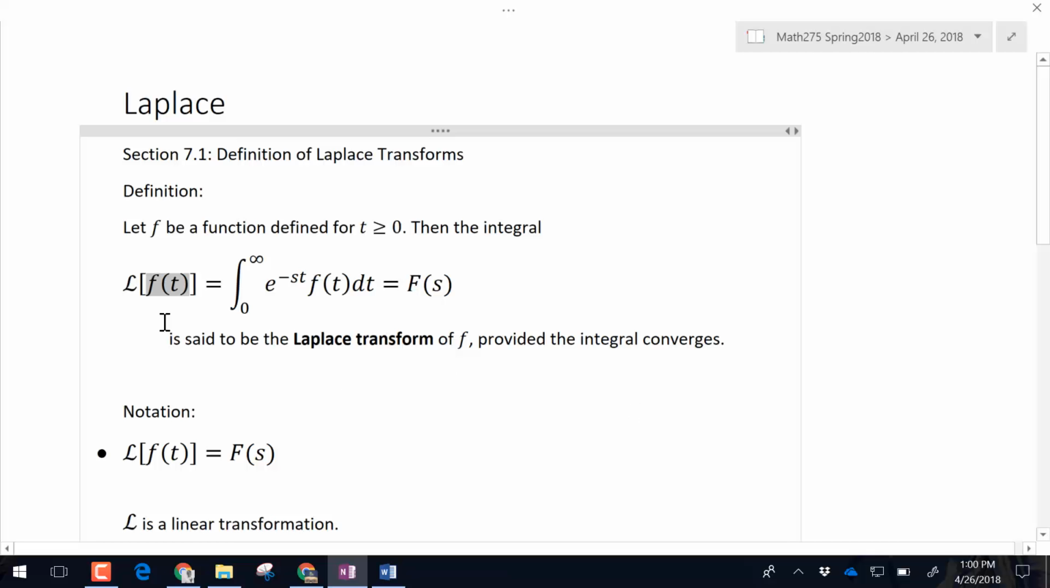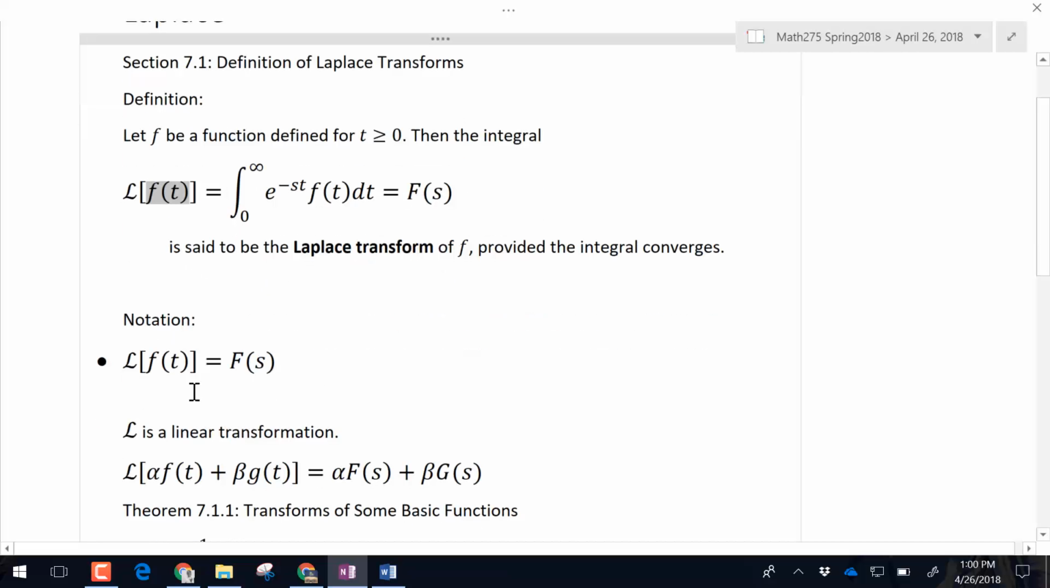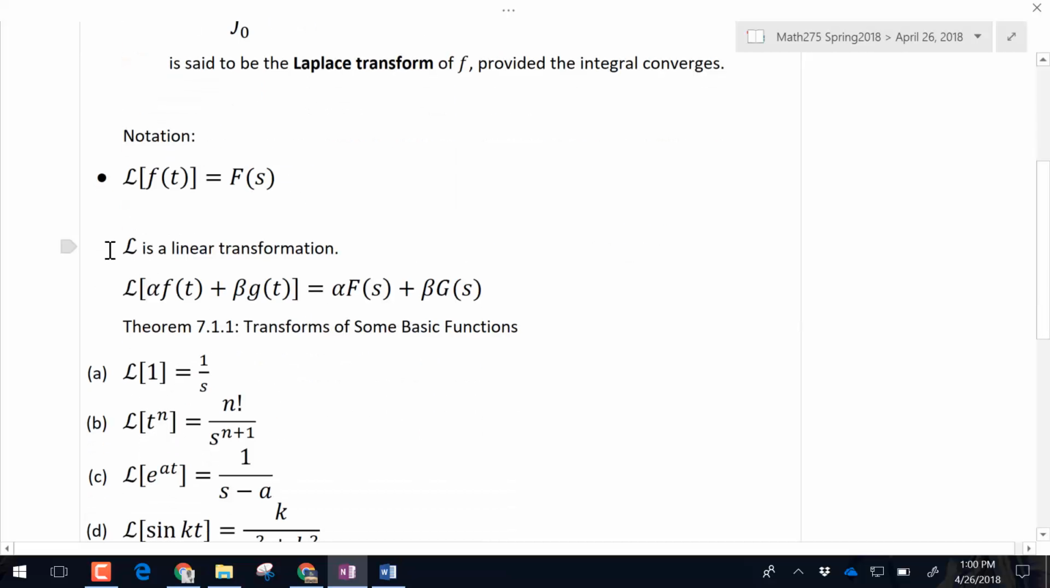We use a script L to symbolize that we're doing a Laplace transform. We're sending our function to the Laplace world. Laplace is a linear transformation, which means it's closed under addition and scalar multiplication. We scalar multiply and then we add. It's not closed under multiplication, and so for that we need to introduce something different.